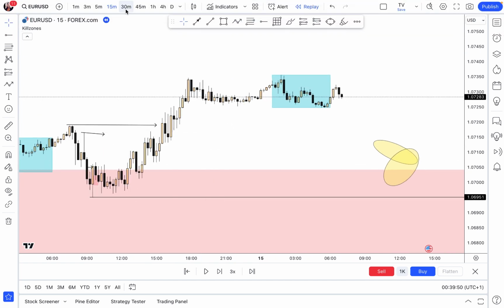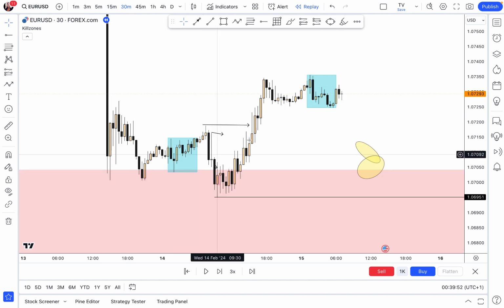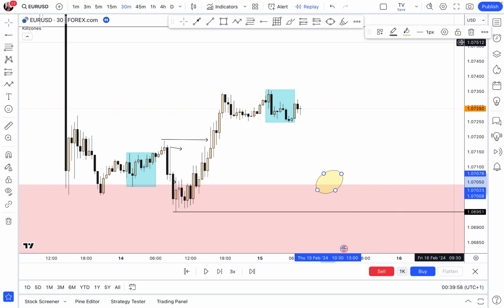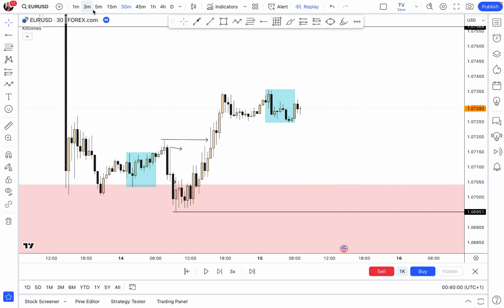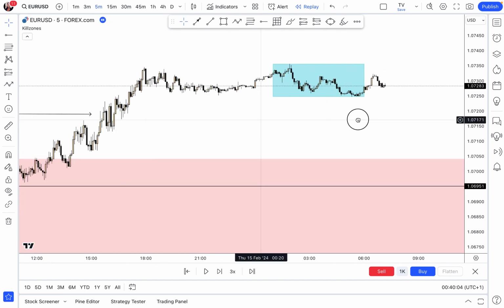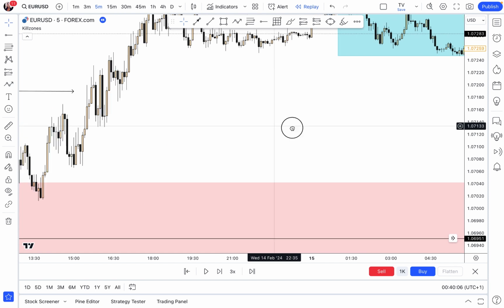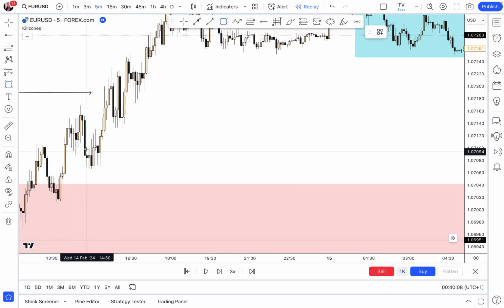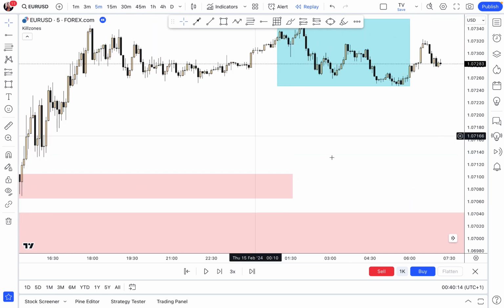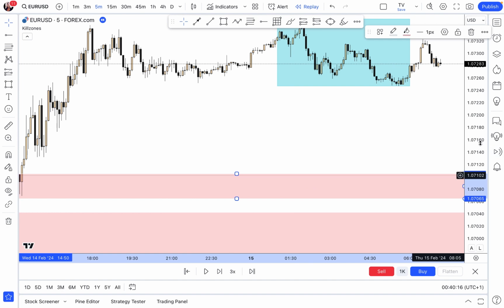Okay, let's go to the 30 minutes time frame. Let's see what we have. Same thing on the 30 minutes time frame. But I was like, there's no way all these zones can be so filled up and perfect. I went down to the 5 minutes time frame, and on that 5 minutes time frame, I was now able to spot this level of demand right here that is unmitigated.